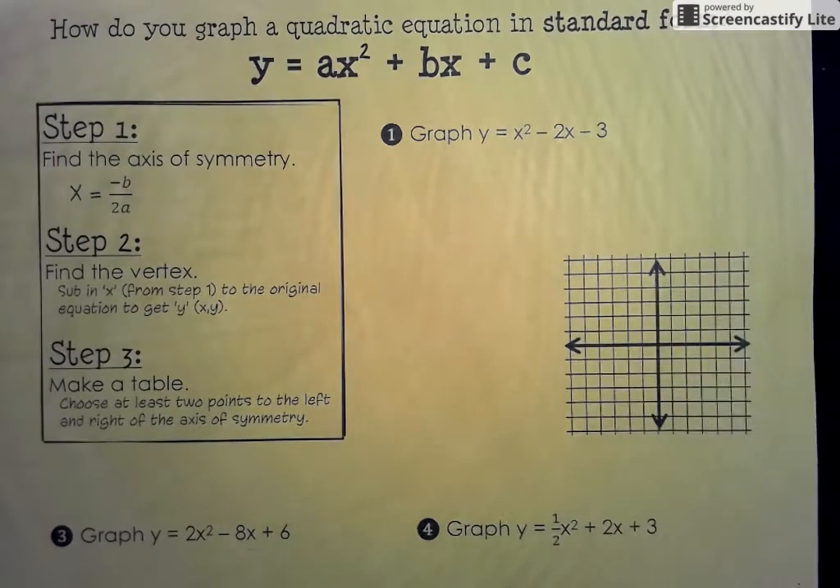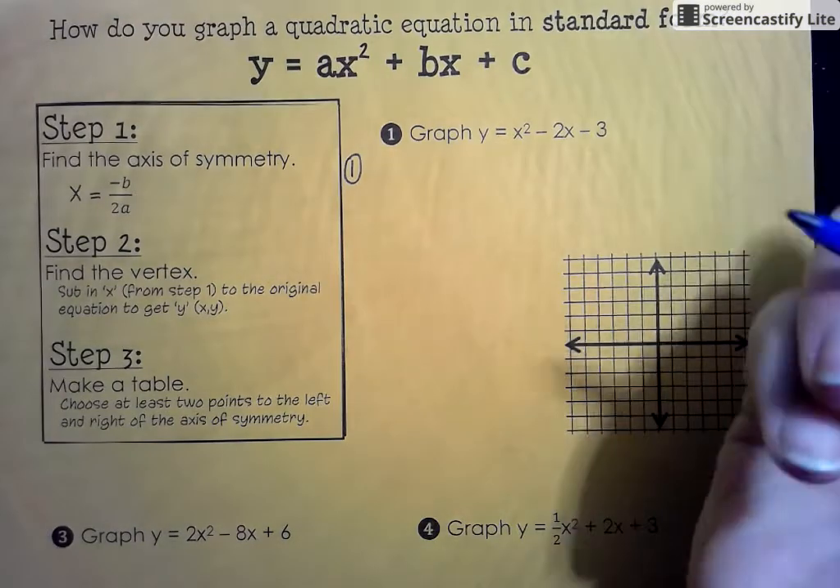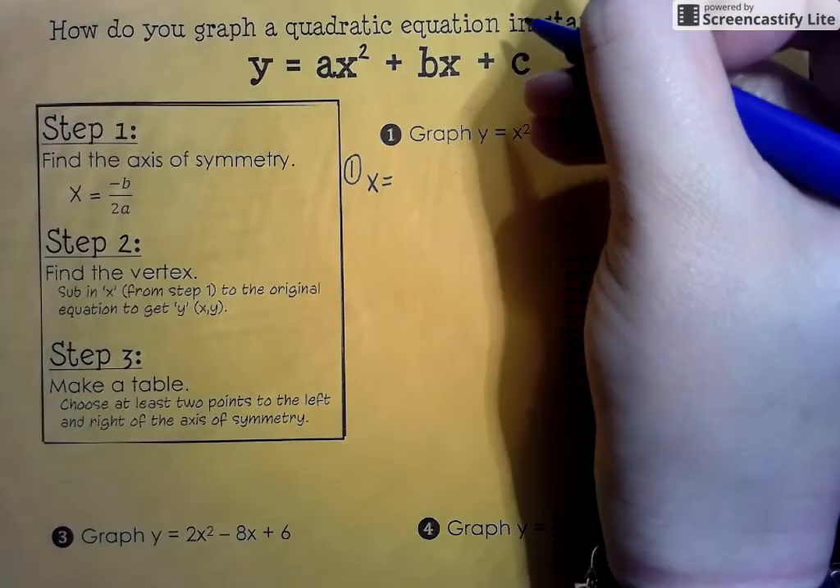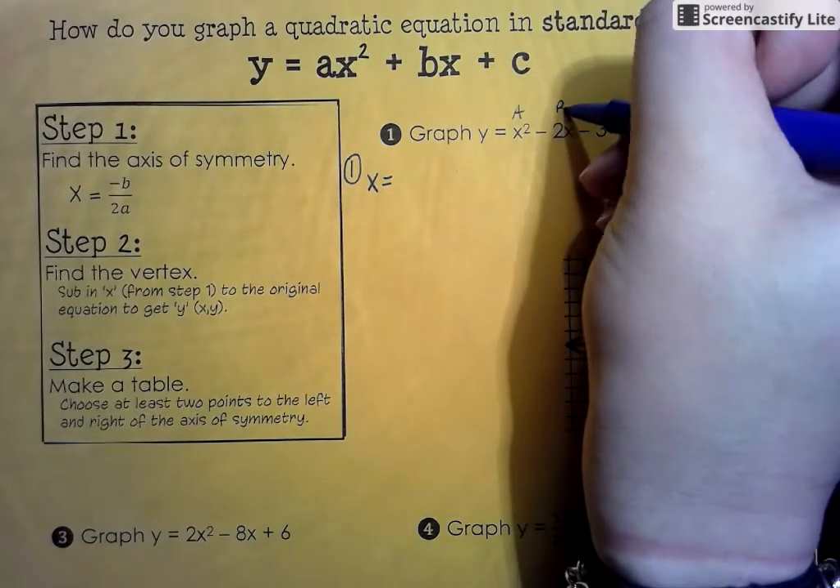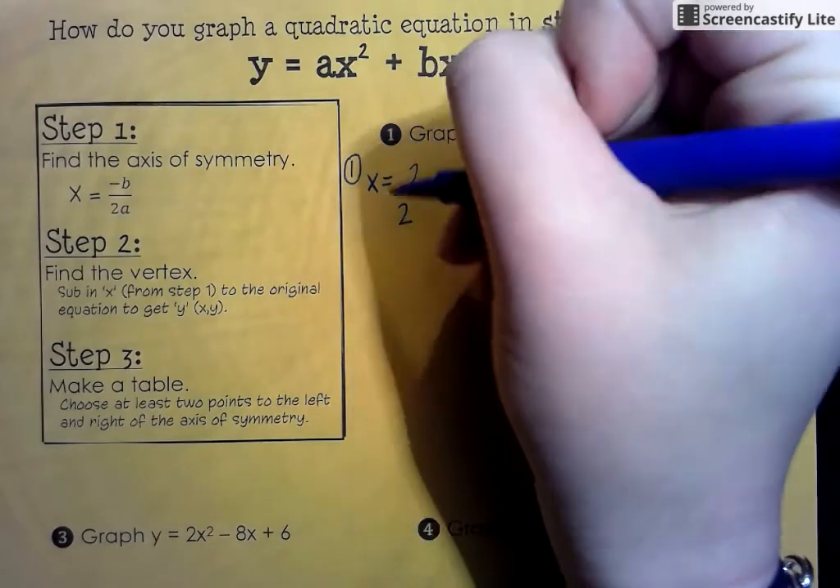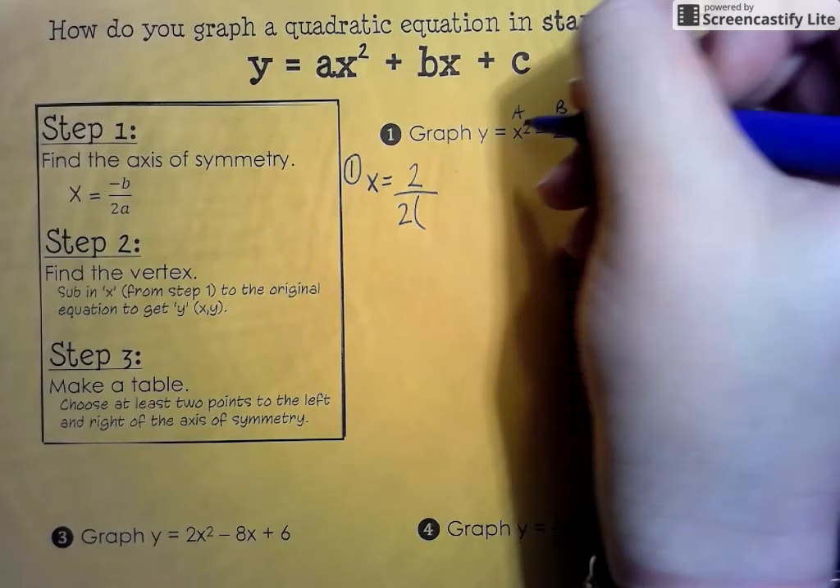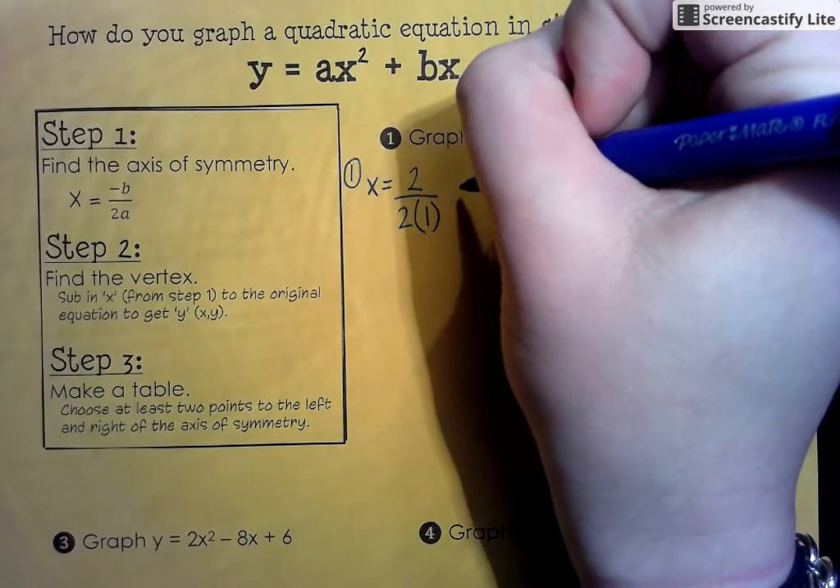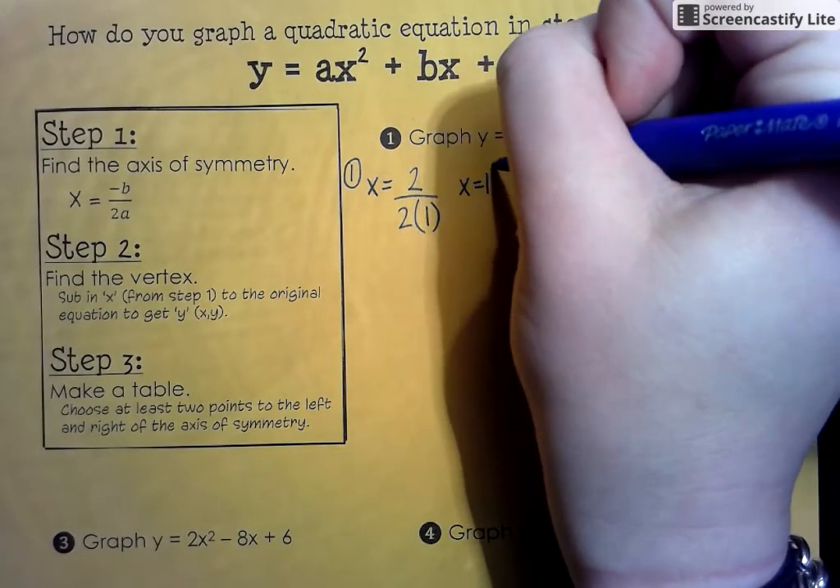So we're going to look at this first one. Your first step is always to find your axis of symmetry. So it's x equals the opposite of your b value. So it's a, b, c, opposite of your b value, which is going to be 2, over 2 times your a value, which is 1. So 2 divided by 2 is going to give us x equals 1.